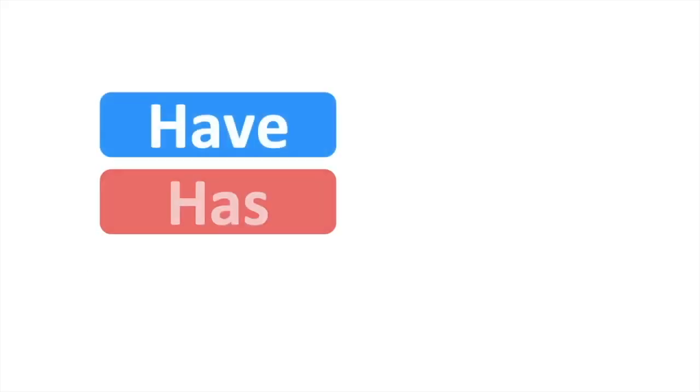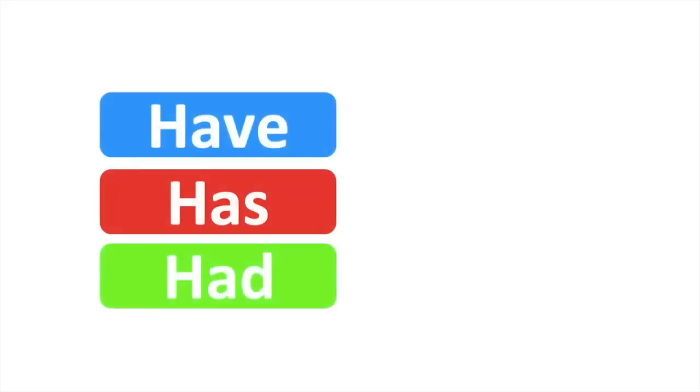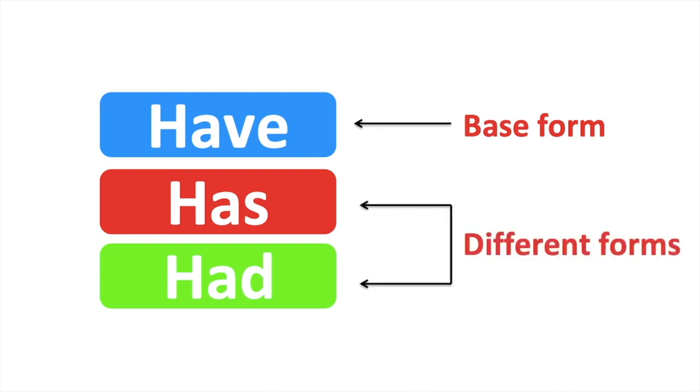Have, has, had. Have is the base form of the verb. This is a type of irregular verb because it has three different forms. Has and had are different forms of the same verb. This verb can be used for various reasons.